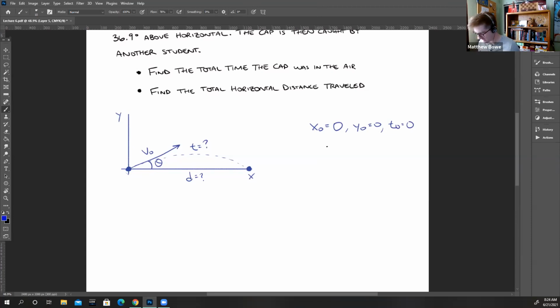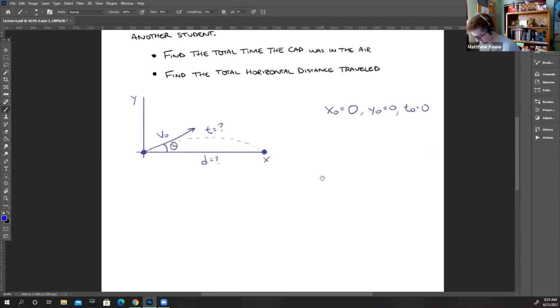So to find the time, let's go like this. We can start with, we know that this is just a problem that we've kind of done already. It's just something that we're throwing up in the air, and it's going to come back down to the ground, or up and then back down to the origin. So you time how long it goes up and comes back down to the same height.